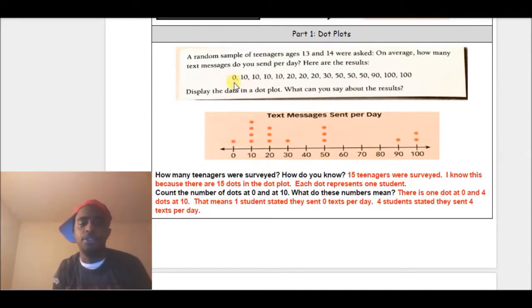So we see that 1 student said they sent 0 messages per day. We have 1, 2, 3, 4 students who said they sent 10, 3 for 20, 1 student for 30. No student said they sent 40, and we can see up here that no one said 40. And it keeps going: 3 for 50, 1 for 90, and 2 for 100.